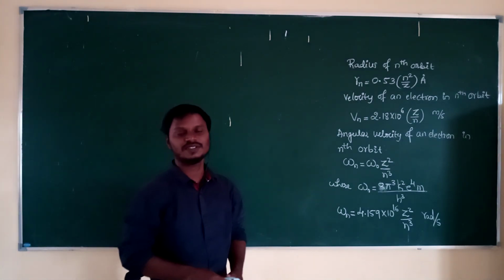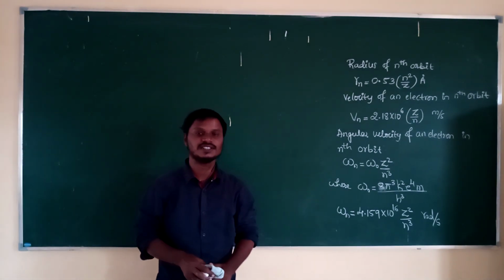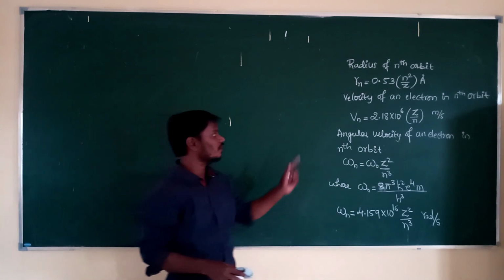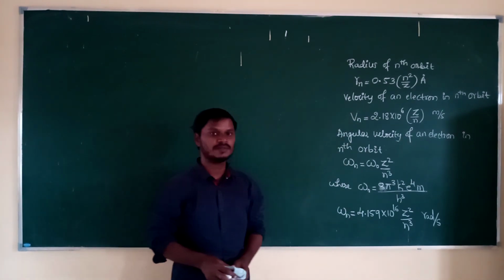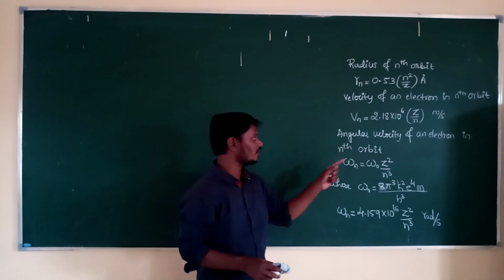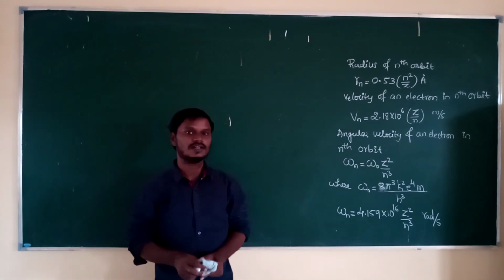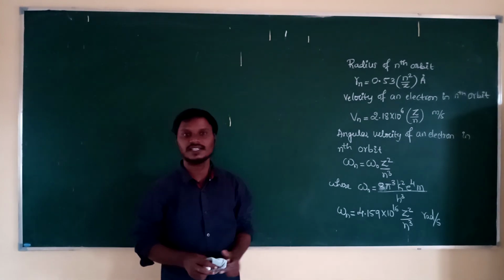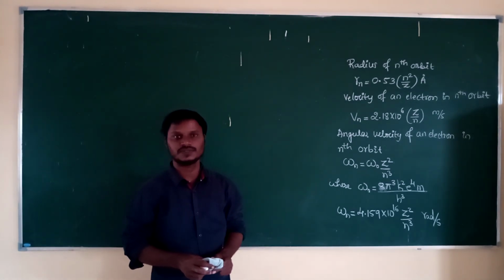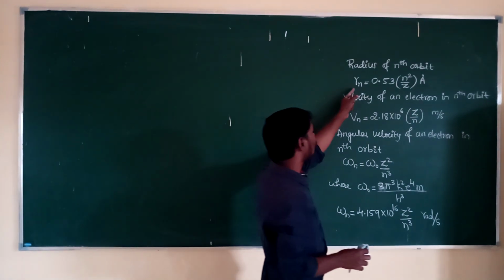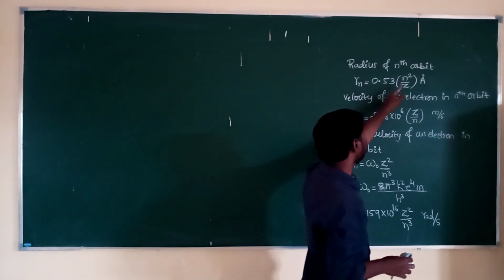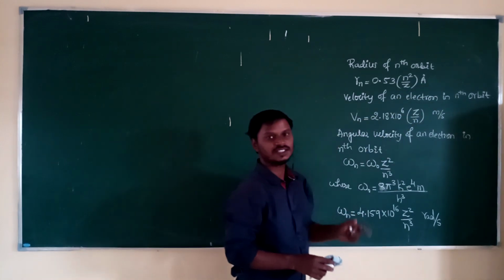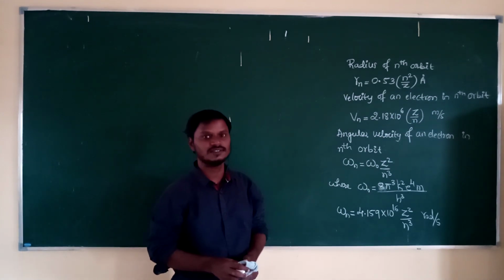Hello dear students, in the last classes we discussed the radius of the nth orbit of an atom, the velocity of an electron in the nth orbit of an atom, and the angular velocity of an electron in the nth orbit of an atom. So what is the formula used to find the radius of the nth orbit of an atom? That formula is Rn = 0.53 n²/Z, and the unit is angstrom. 1 angstrom means 10^-10 meter.